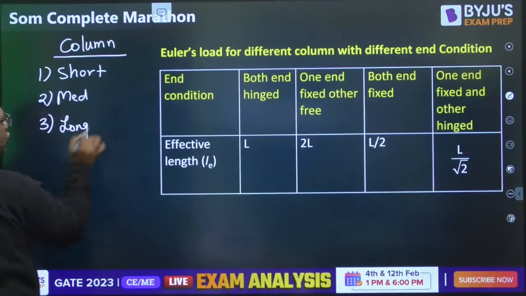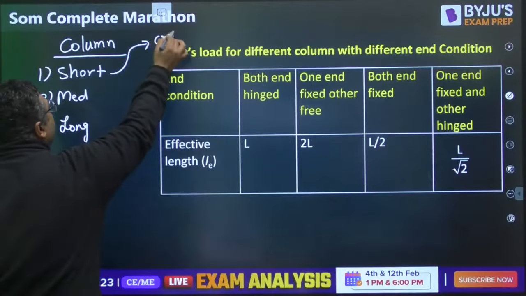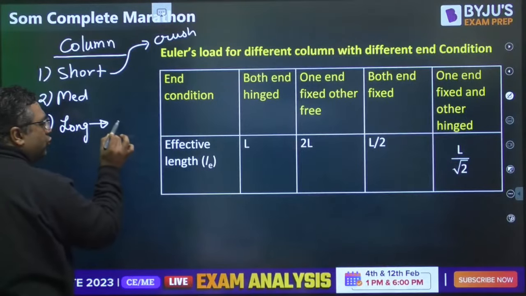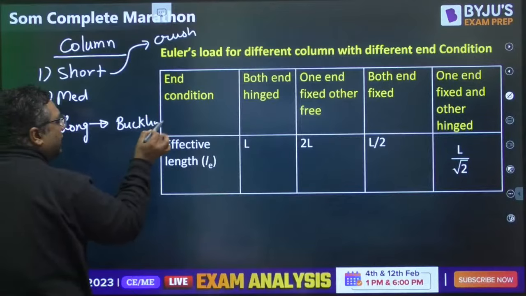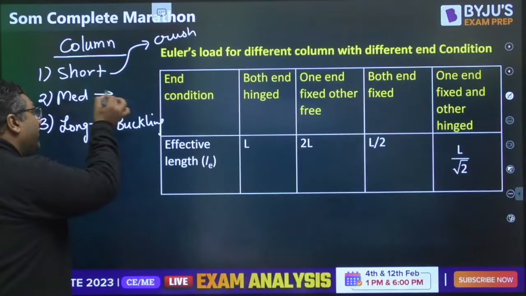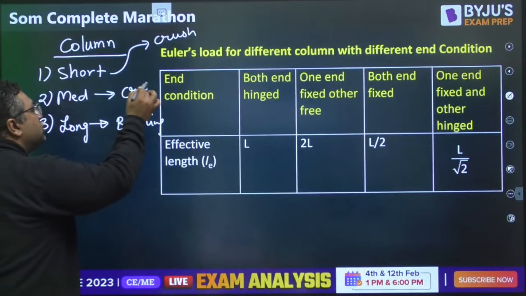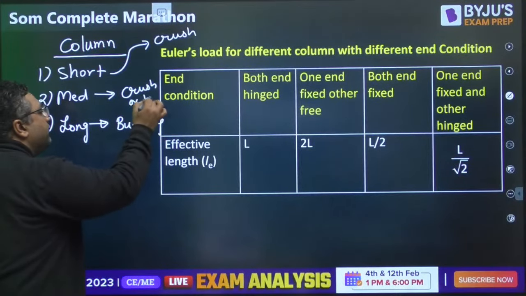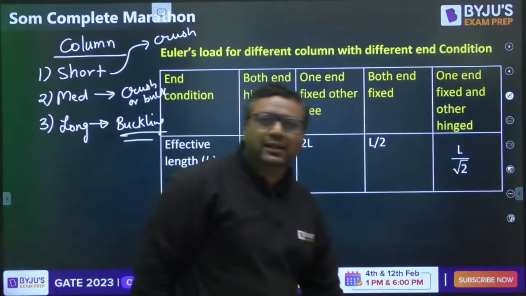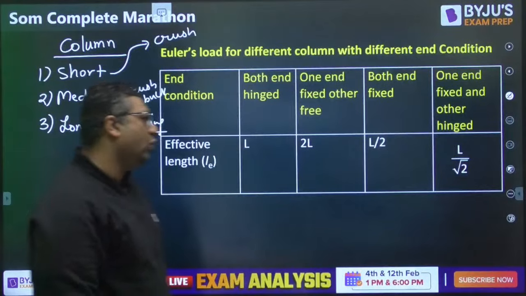My dear, a short column fails due to crushing, and a long column fails due to buckling. A long column fails because of buckling, a short column fails because of crushing. A medium column can fail by both crushing or buckling. So for long columns, Euler has given the theory, which is named Euler theory for long columns.